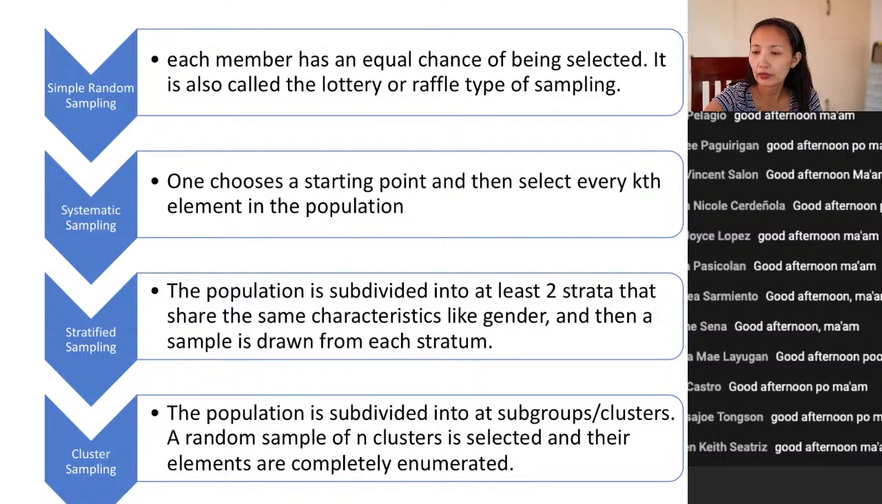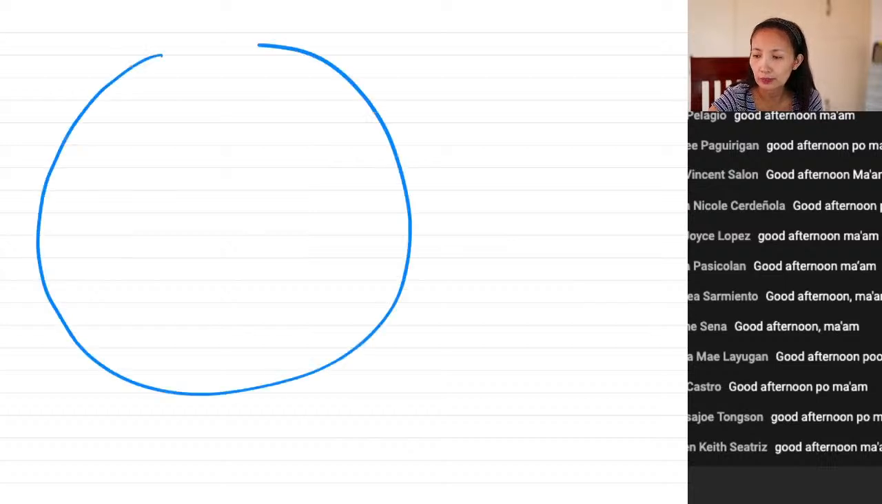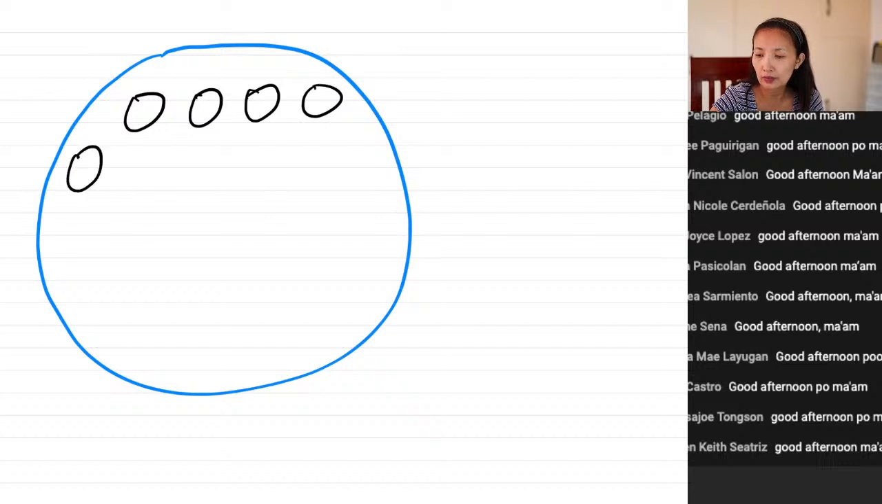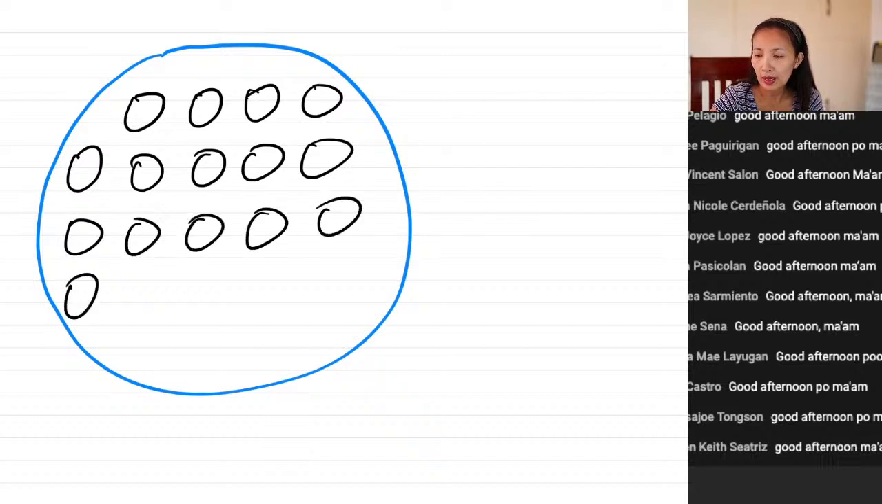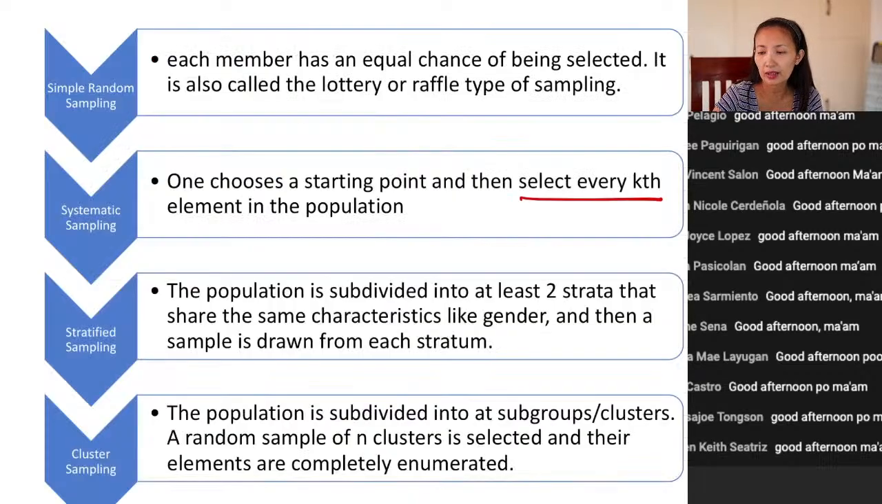So let me illustrate it. Okay, in this manner. So if this is your population and these are the units or the observations, just to show you how systematic sampling is done. Okay, so select at random the first element. Okay, let me cross out. For instance, this will be my first element, and then every kth element in the population.